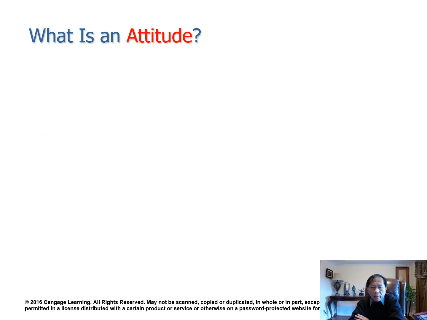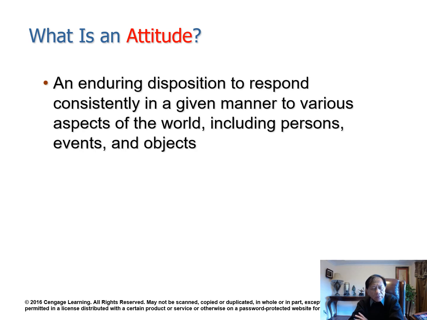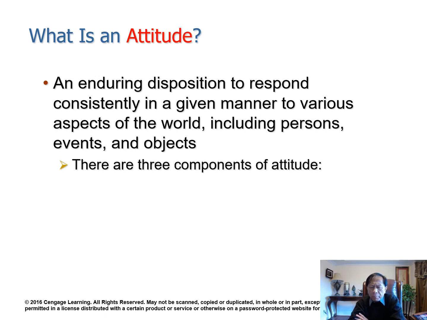Then we talked about attitude, right? What is attitude? It's an enduring disposition to respond consistently in a given manner to various aspects of the world, including persons, events, and objects. In your group project, I need you to measure respondents' attitude. You need to have a few, 2 or 3 questions about their attitude using Likert type scales. There are 3 components of attitude.